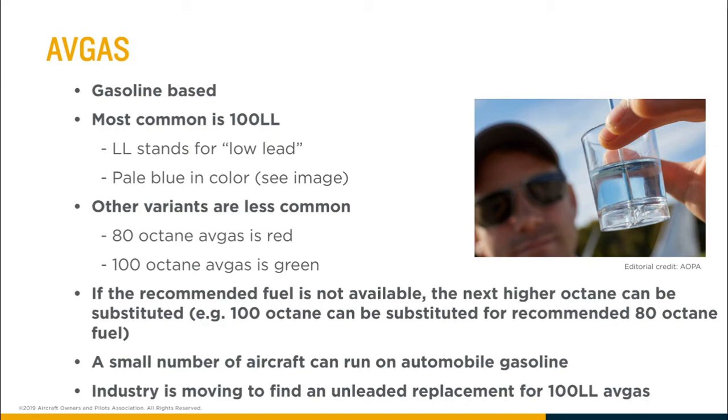And so most of the time it uses 100 octane gas for aviation. And the biggest point here is that it's a pale blue color. So when you're doing those gasoline checks, or you're using the sump drain, you're going to be looking for that light blue color. And so that's that.